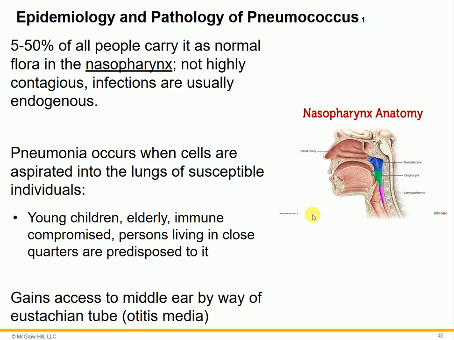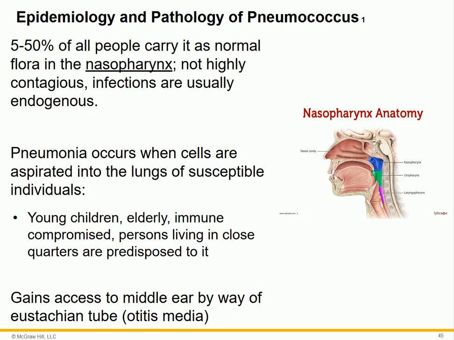So what is the epidemiology, and how was the pneumococcus introduced into the ear and into the lungs? A lot of us, about half of the population, actually have pneumococcus as a normal part of the flora of the nasopharynx. Okay, so this is where usually pneumococcus lives. It doesn't cause disease because that's where it should live.